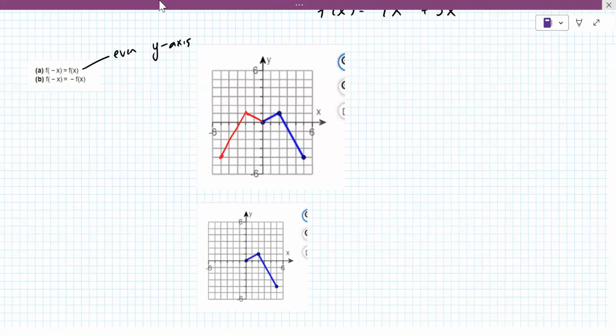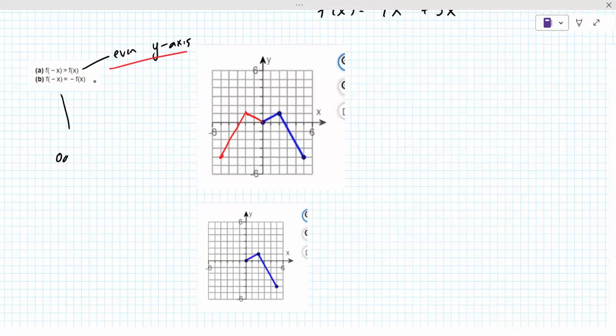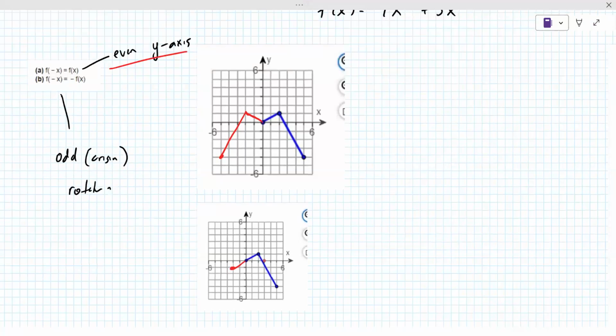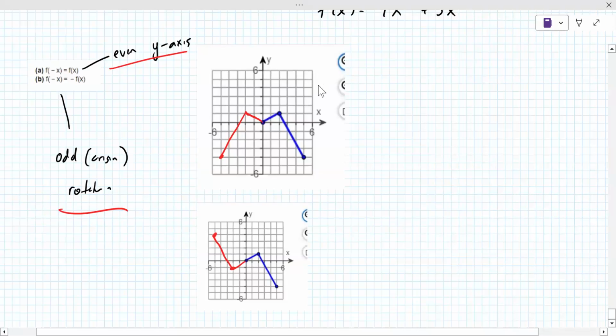Oh, okay. So the other one here, the second one, is what's called odd. This is odd symmetry about the origin, and it's a rotation. So it's a little bit harder to visualize, but you rotate each piece about the origin. Let me get this other one. So it looks like that. So hopefully you can see that rotation stuff there.